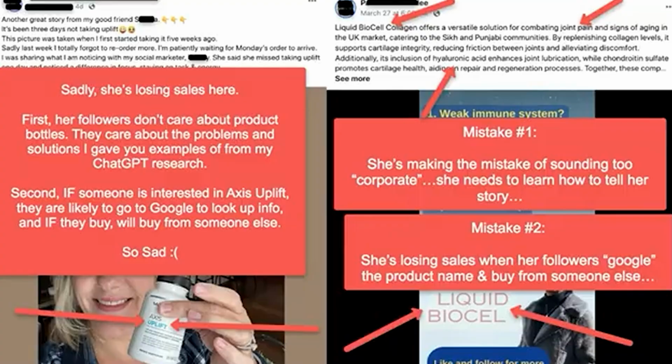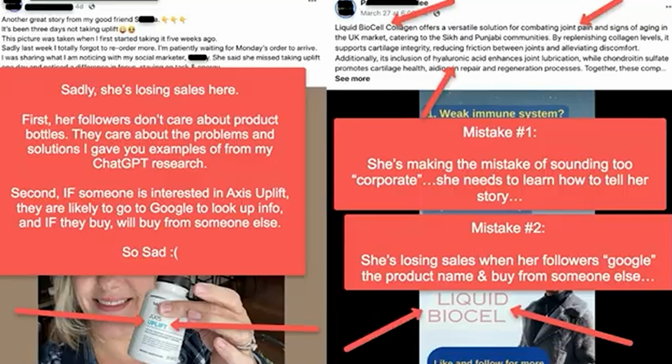So the incorrect posts say, another great story from my good friend, whatever, it's been 3 days not taking Uplift. This picture was taken when I first started taking it 5 weeks ago. Sadly, last week I forgot to reorder more. I'm patiently waiting for Monday's order to arrive. I was sharing what I'm noticing with my social marketer. She said she missed taking Uplift. And then in red, it says, sadly, she's losing sales here.